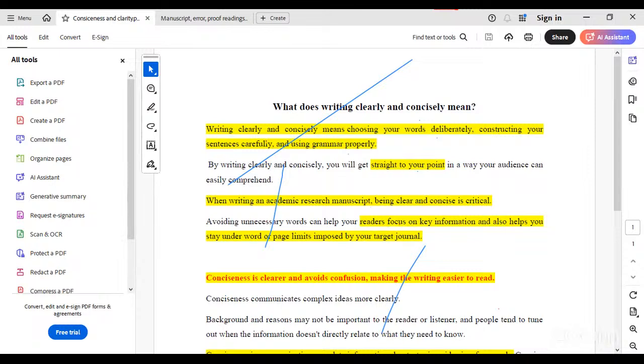Okay, any free research journals with good impact factor? Yes, there are many research journals.